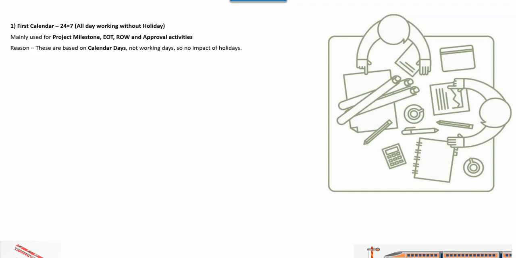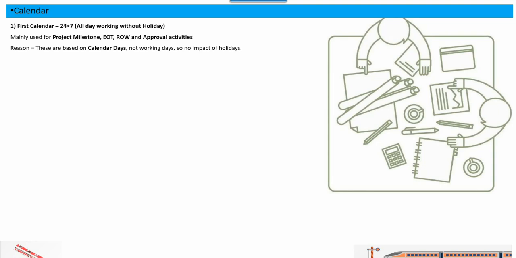So in our project, we are going to create different calendars. The first calendar is 24 into 7, all days working without holidays. So why do we use this type of calendar? First, for the project timeline, because we want the same project timeline defined in the contract. That's why we want a calendar without any holidays, for project milestones, for extension of time, for right of way and some approval activities.